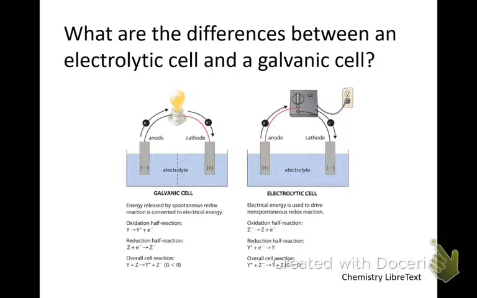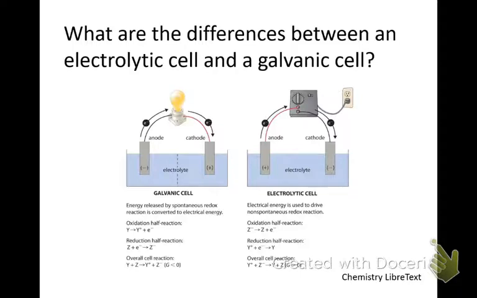So in an electrolytic cell, now we are adding electrical energy in order to drive a non-spontaneous chemical redox reaction. So another way of putting that is that instead of converting chemical energy to electrical energy, we're converting electrical energy into chemical energy. We are storing that electrical energy in the bonds of the products. So we're making higher energy products than our reactants.